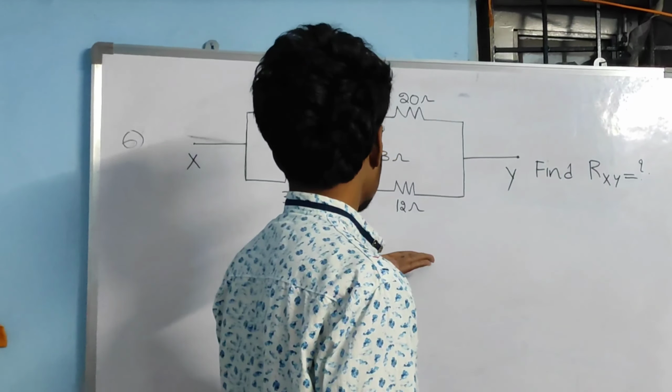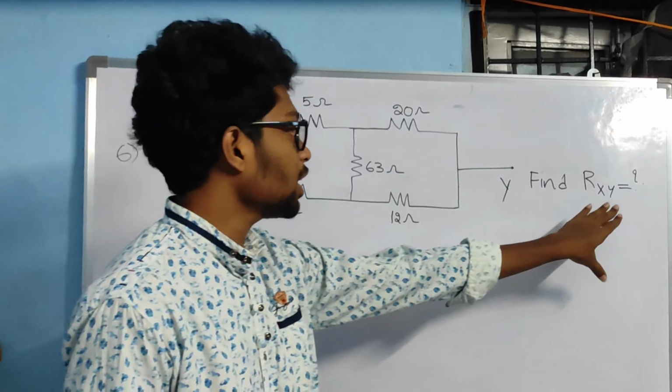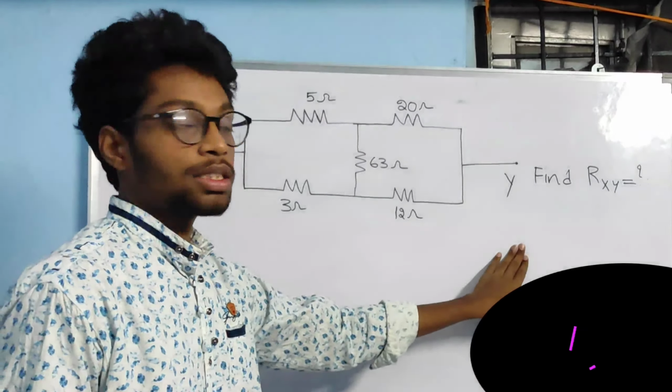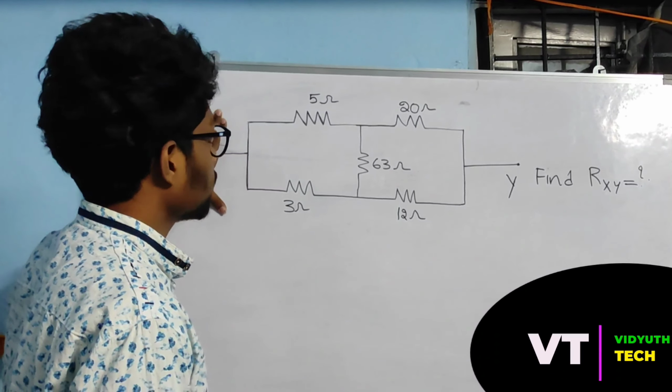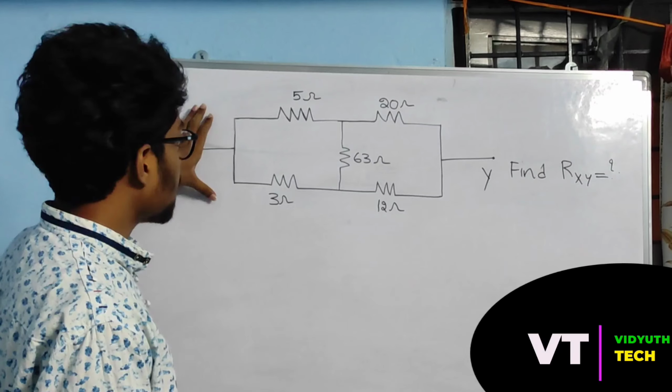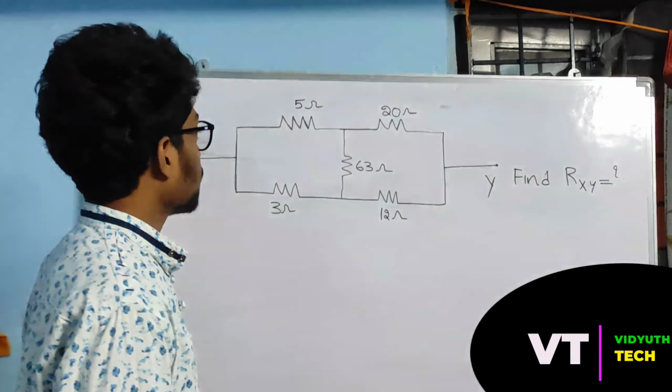Coming to this problem, we have to find the R equivalent between X and Y terminals. This is the bridge circuit, friends. So we have to find whether the bridge is balanced or not before doing the problem.